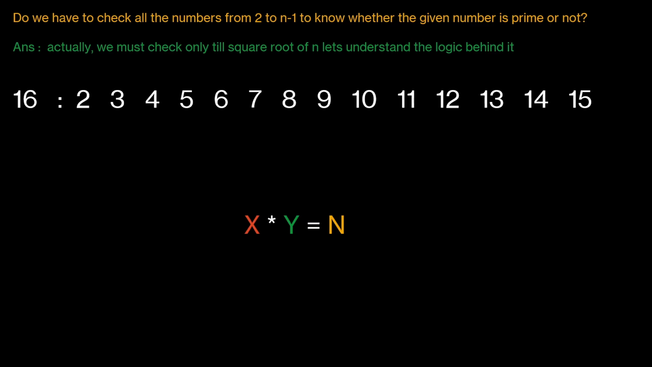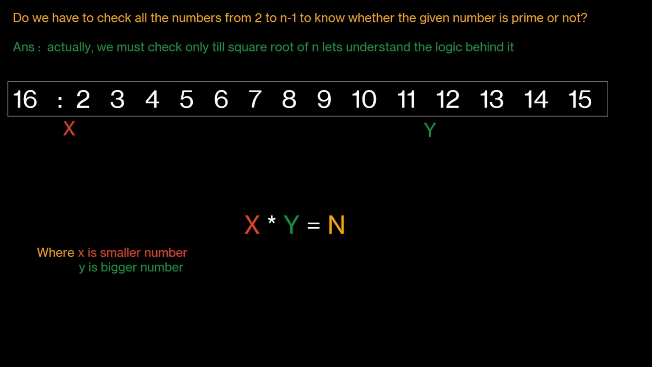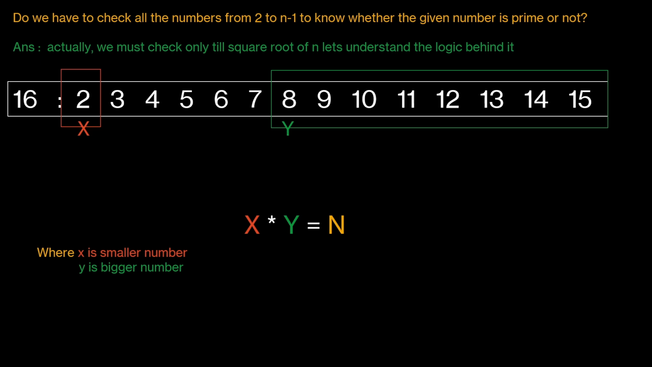Okay, so consider a number x and number y. If multiplied, we get a number n. Okay, x is a small number and y is a bigger number. Consider it. Suppose we take x from start. Okay, so now n is 16. So if we take 2 as x, there should be other pair, no?